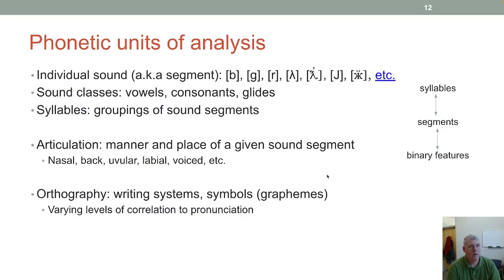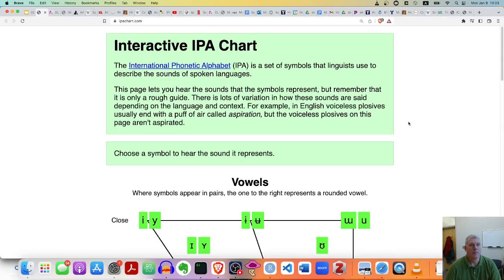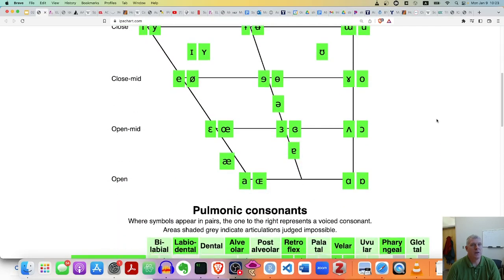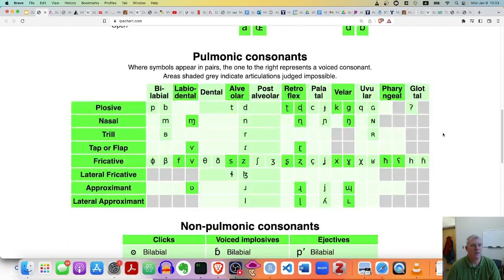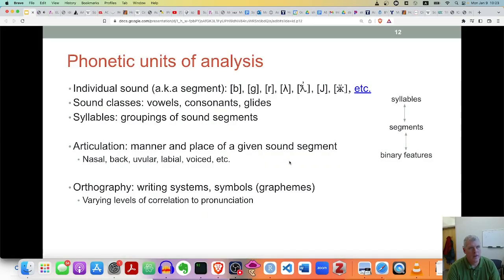And phonetic units of analysis, right? Obviously the individual sounds are segments. We can represent those like b, g, r, or y, like medallion, or these other sounds on the right here that are in other languages that I don't know. Here's an interactive IPA chart, International Phonetic Alphabet chart. You can listen to certain sounds. Let's try this one. Sha, asha, sha. Anyway, the phonetic unit of analysis is segments.